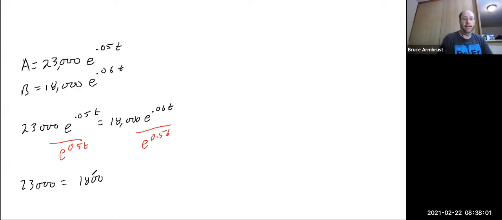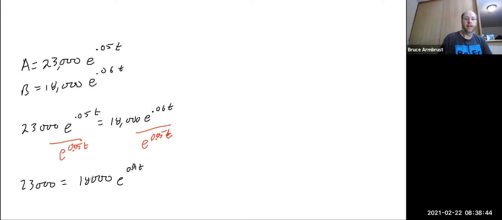equals 18,000. And then this bit, since I'm dividing with exponents, then I end up subtracting the exponents. So I have 0.06 minus 0.05. I dropped a 0 on that. Sorry about that. 0.05 t. So 0.06 minus 0.05 is 0.01. Goodness. Decimal issues today.